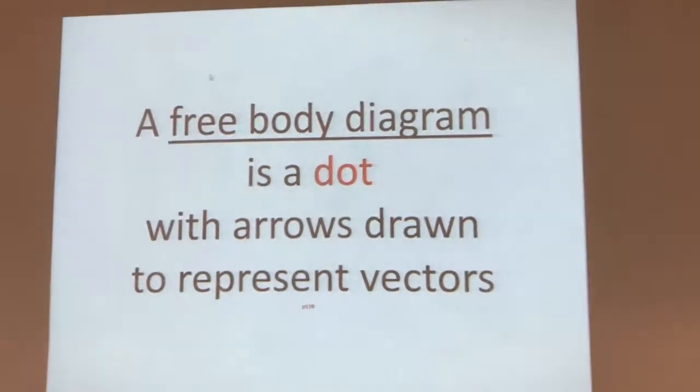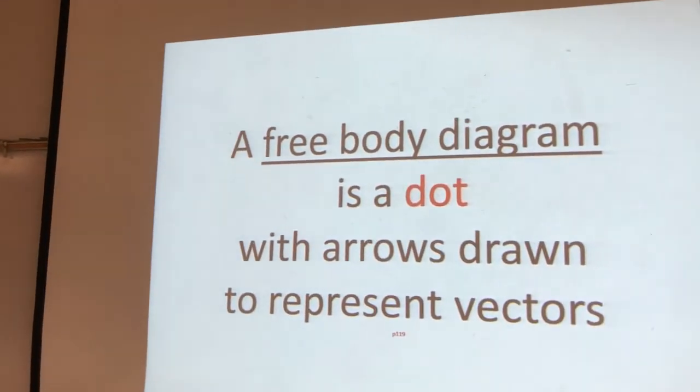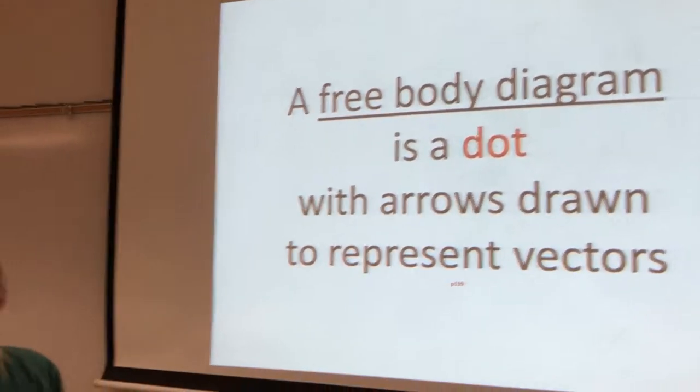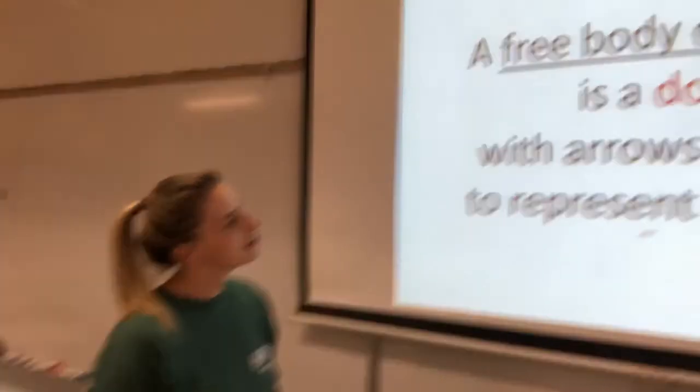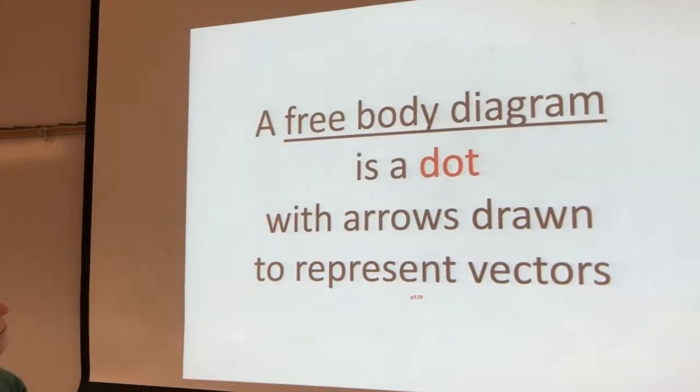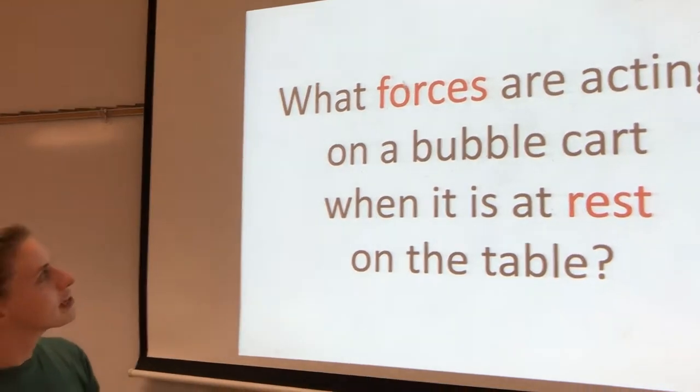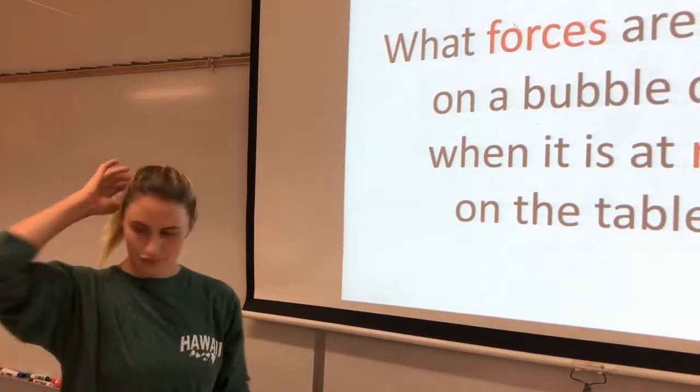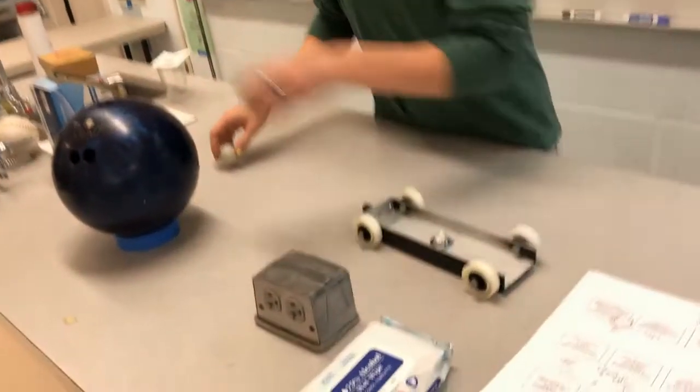A free body diagram is a dot with arrows drawn to represent vectors. Y'all remember these? Let's think back to our bubble cart. This guy right here. Okay?